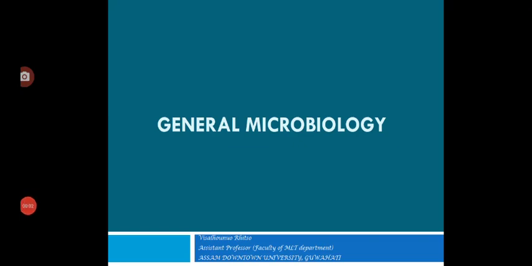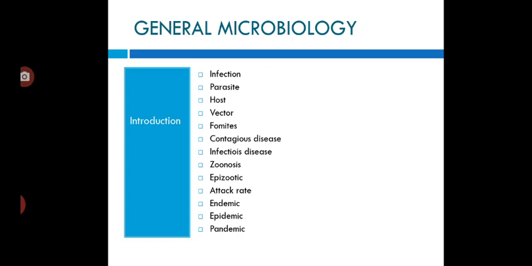Hello everyone, in this video I'll be explaining the introduction to general microbiology. First, infection. Infection is the invasion of an organism's body tissues by disease-causing agents, their multiplication, and the reaction of host tissues to the infectious agents and the toxins they produce. Infections occur when viruses, bacteria, or other microbes enter the body and begin to multiply.